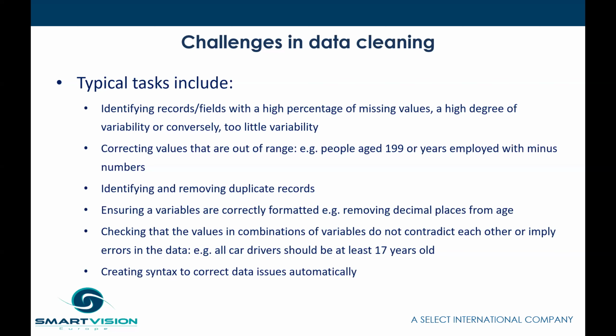Checking that the values and combinations of variables do not contradict each other. There may be no mistakes in the columns or the variables or the fields themselves, but you may find that the relationships between them indicate that there are errors, such as car drivers that are 15 years old or something like that, or men that are pregnant or something like that.